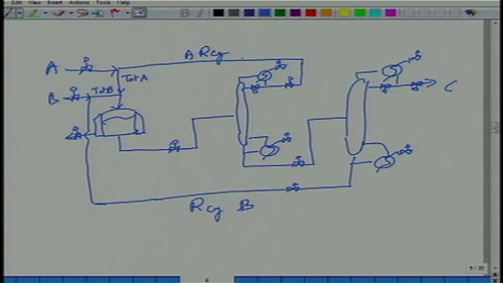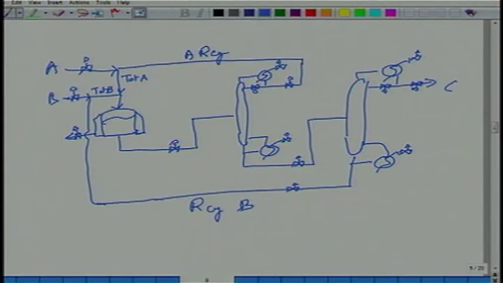A is the lightest component. If A leaks down the bottoms of the first column, where will it go in the second column? It will go in the product, right? So you have to ensure that A does not leak down the bottom of the first column, because if it does, it is bound to contaminate my product. This is just by the nature of the process. Alright. So I must have this.